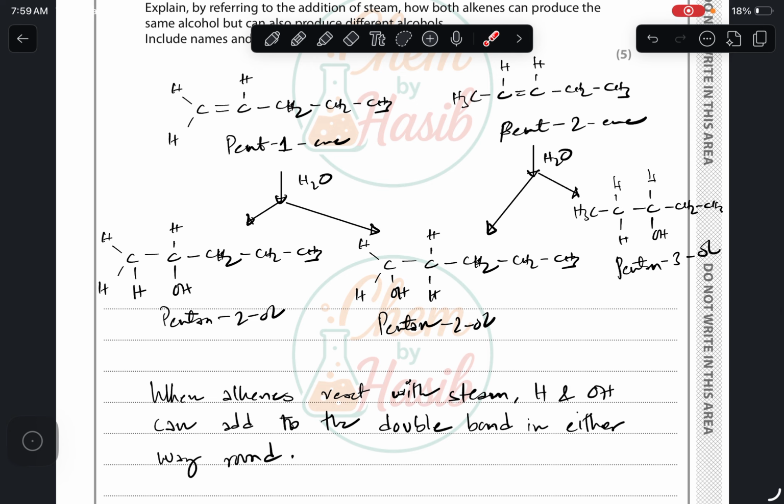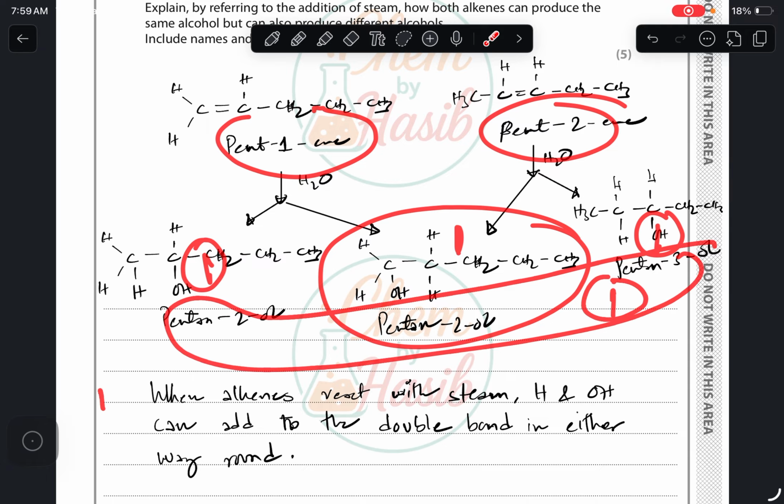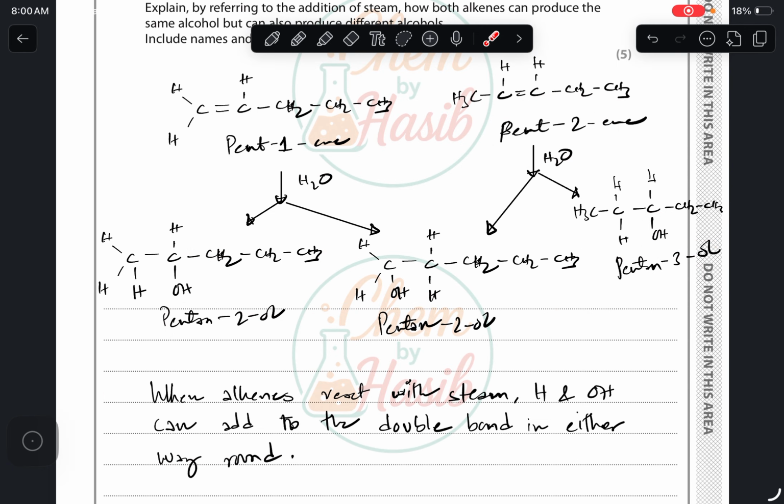So you get 1 mark for this compound. You have to mention that it is formed from both the pent-1-ene and pent-2-ene. 1 mark for this compound, 1 mark for this compound, and 1 mark for all the correct names, and 1 mark for this statement. That's how you score 5 marks here. It was pretty easy to score at least a minimum of 4, right?